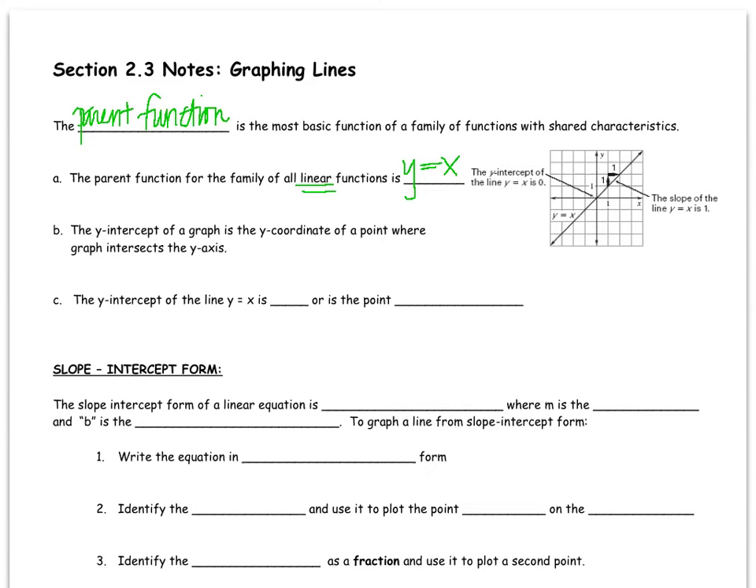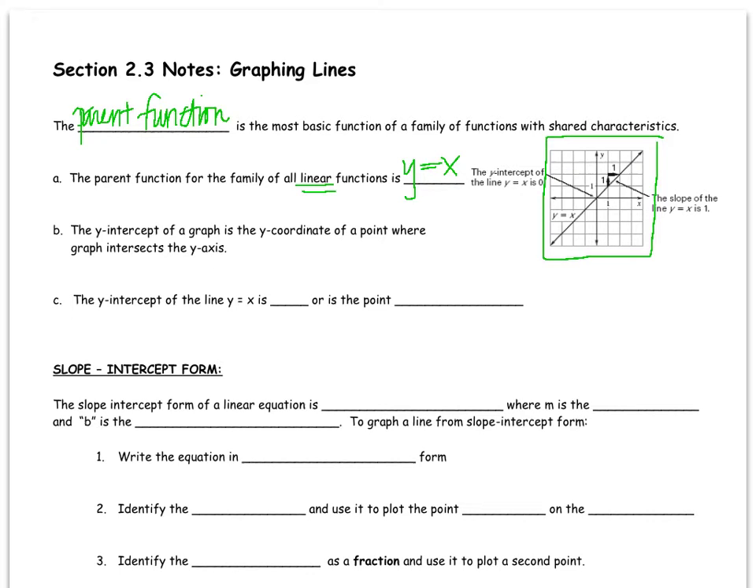Now, the reason this is the parent function, if you look at the graph over here, the parent function has a slope of 1. It goes up 1 over 1. And it also goes through the origin.